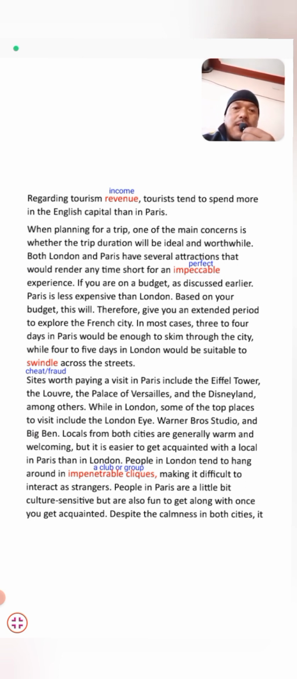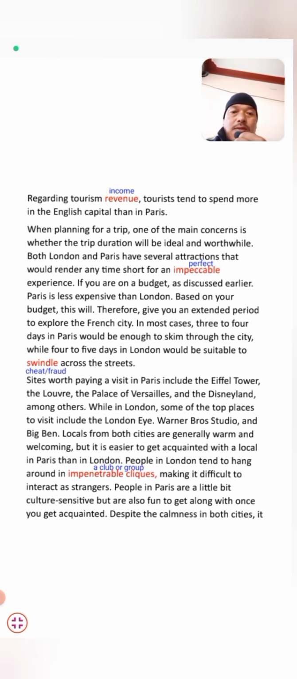In most cases, 3 to 4 days in Paris would be enough to skim through the city, and 4 to 5 days in London would be suitable. Sites worth visiting in Paris include the Eiffel Tower, the Louvre, the Palace of Versailles, and Disneyland, among others.